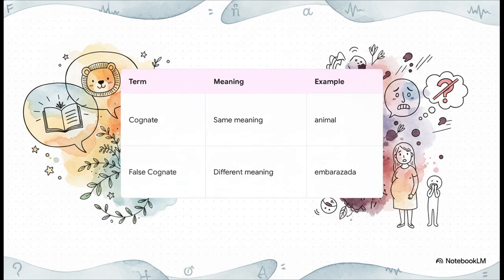A massive part of this involves exploring cognates and false cognates. Cognates are your absolute best friends. Words like animal in English and animal in Spanish look the same and mean the exact same thing. Easy, right? But we really have to watch out for false cognates. For example, if a student tries to say they are embarrassed in Spanish, they might accidentally say they are embarazada, which actually means pregnant. Yeah, clarifying that explicitly prevents some highly embarrassing cultural misunderstandings for sure.